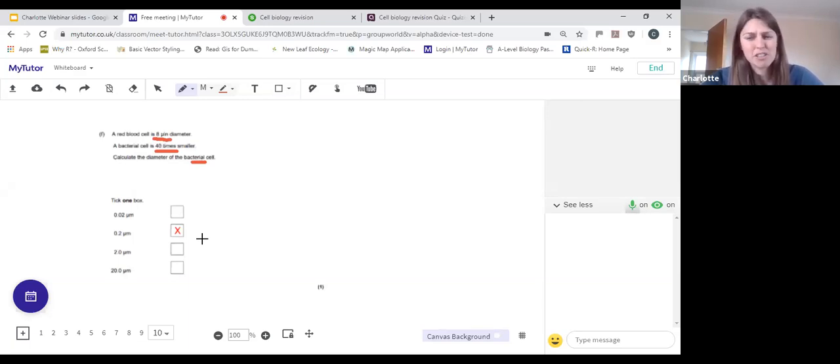This one's a bit different because it doesn't involve a calculation using an equation. You know that the bacterial cell is 40 times smaller, so 8 divided by 40 gives you 0.2 micrometers there. Again, 1 mark for that one, just a question of thinking it through.